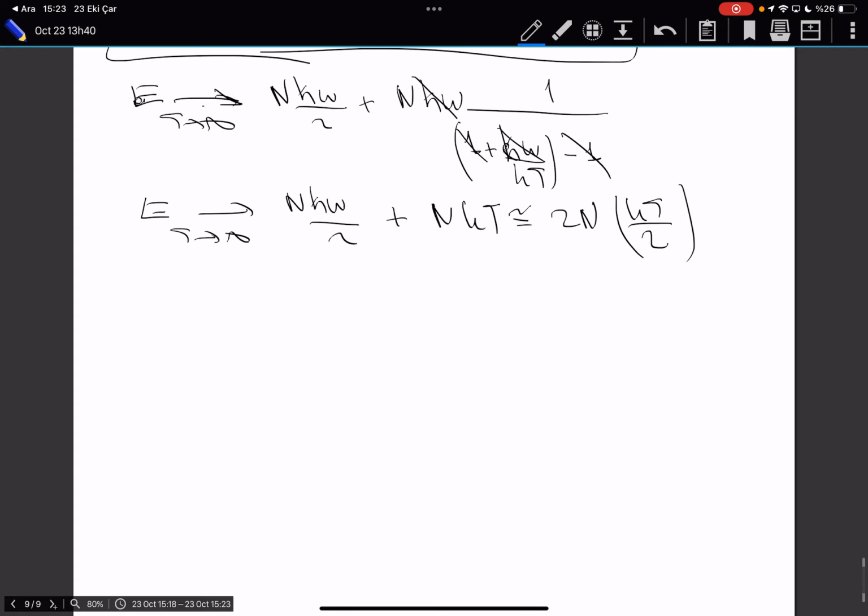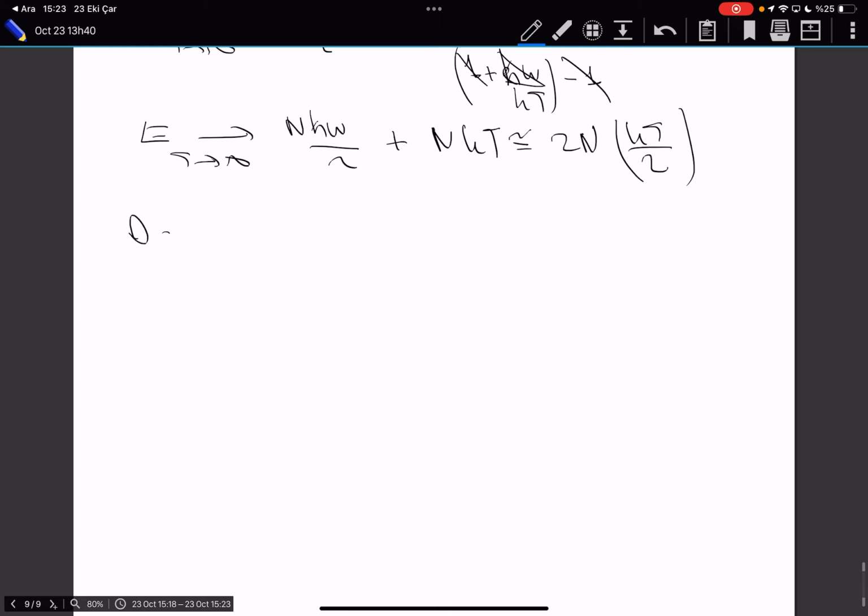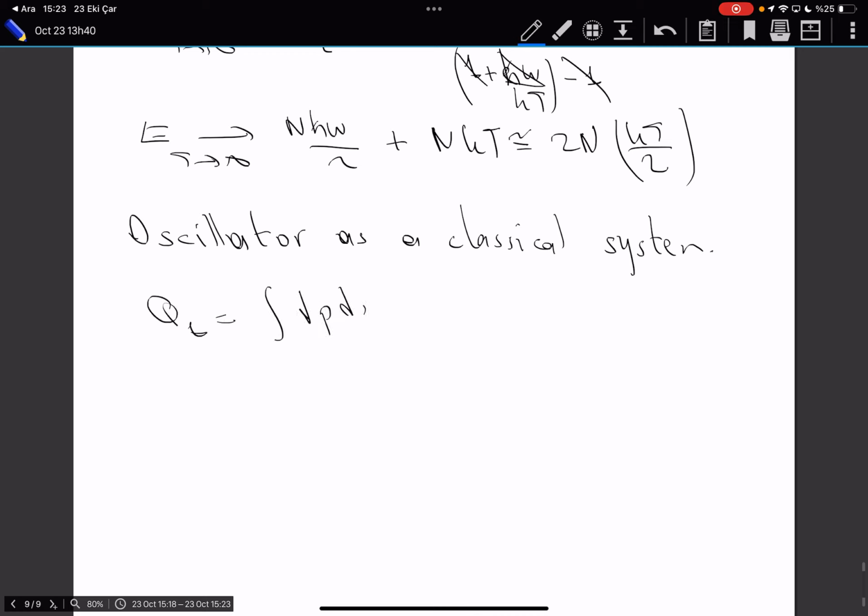Well, we can do the same treatment for the oscillator as a classical system. In this case, Q1 would be the integral of dp dq. I'm just looking at a 1D oscillator, not 3D. So there's one momentum, one coordinate, divided by 2 pi h bar. I have the exponent of minus beta times the energy of the oscillator, which is p squared over 2m plus 1 over 2 m omega squared q squared.